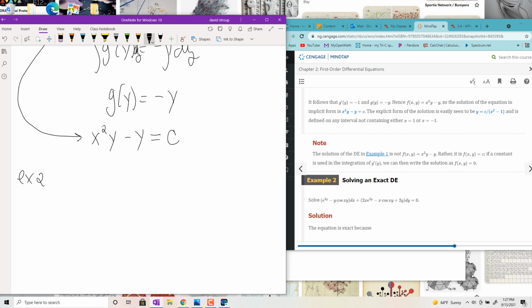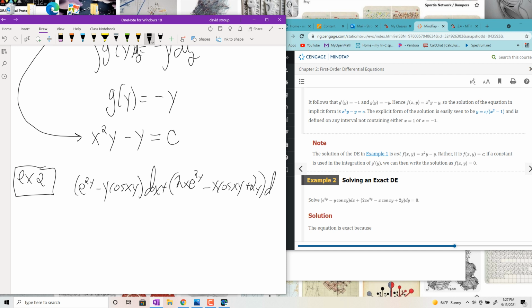So example 2. I have (e to the 2y minus y cosine of xy) dx plus (2x e to the 2y minus x cosine of xy plus 2y) dy equals 0. Again, first things first, you have to check to make sure that our criteria are fulfilled. So you need the partial of M with respect to y. This thing here is your M. This thing here is your N.